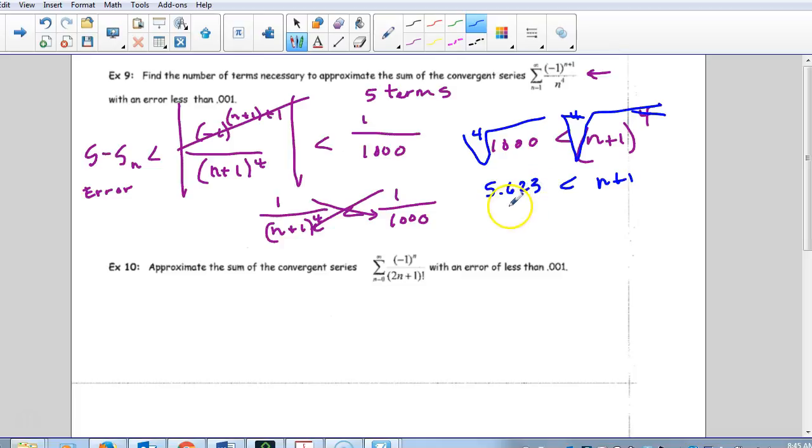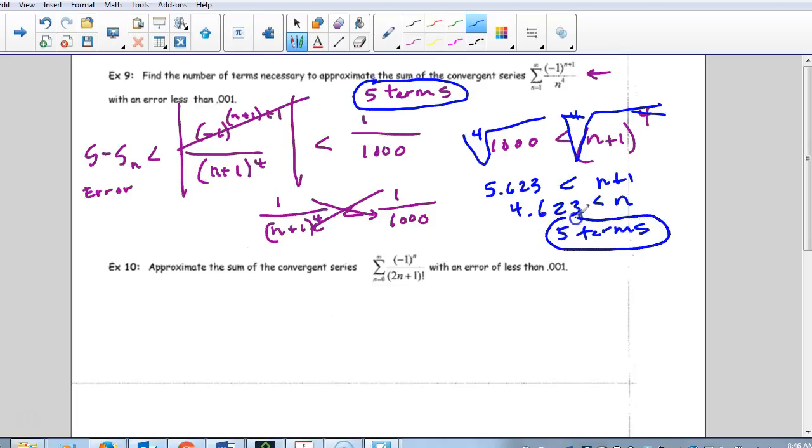If I subtract 1, I get 4.623. N has to be greater than that. And that's why it's 5 terms. I can't have part of a term, right? We don't have parts of terms, they're integers. So your final answer is you got to go out to 5 terms, which is not bad, right? Just go out to 5 and you're within 1,000th of the real sum.